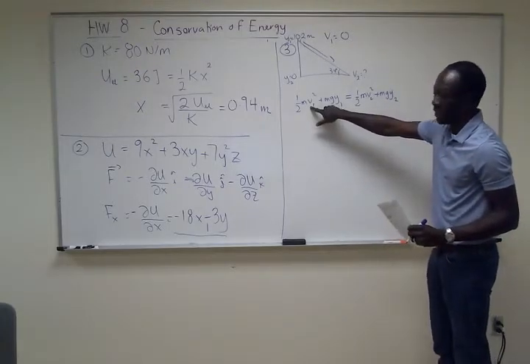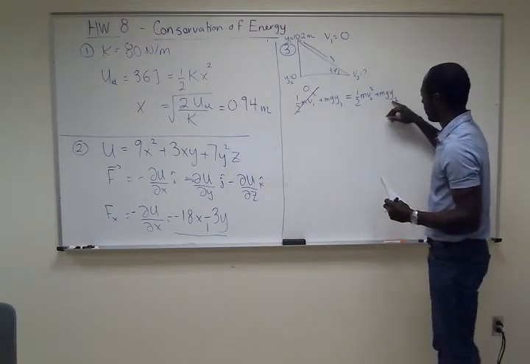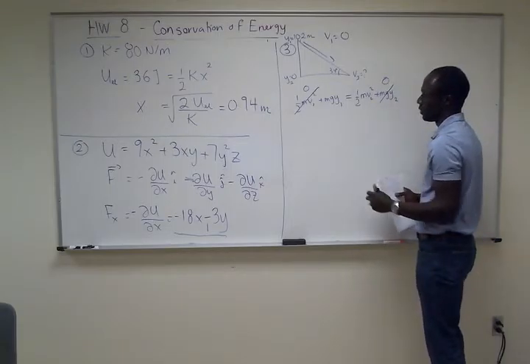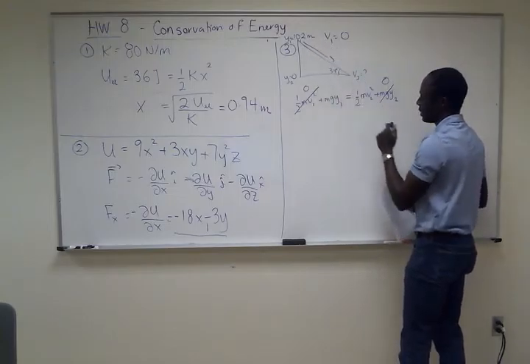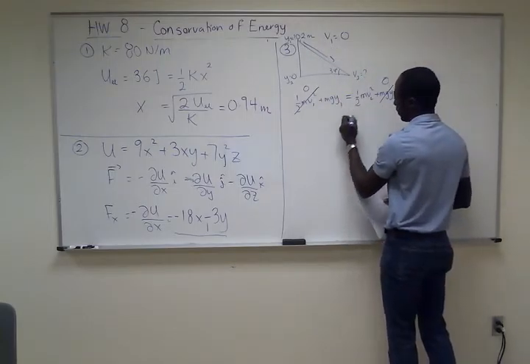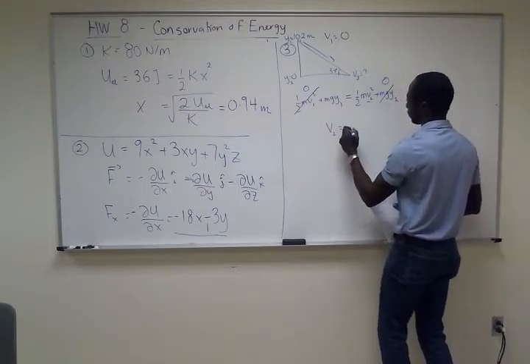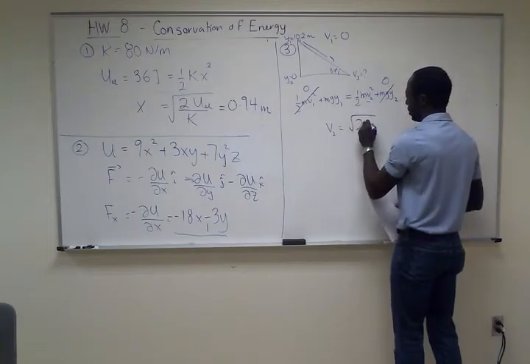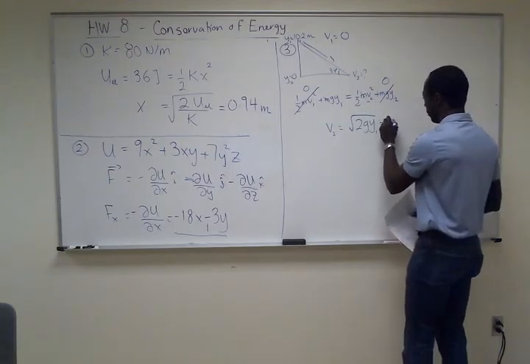Alright, so initially his speed is 0, so this part of the equation is 0. And the y coordinate when he gets to the bottom is 0, so this part of the equation will also be equal to 0. So we're only left with his potential energy at the top and his kinetic energy at the bottom. And so we can solve for V2, and the masses cancel out, so V2 will be equal to the square root of 2 times g times y1, which comes out to be 44.7 meters per second.